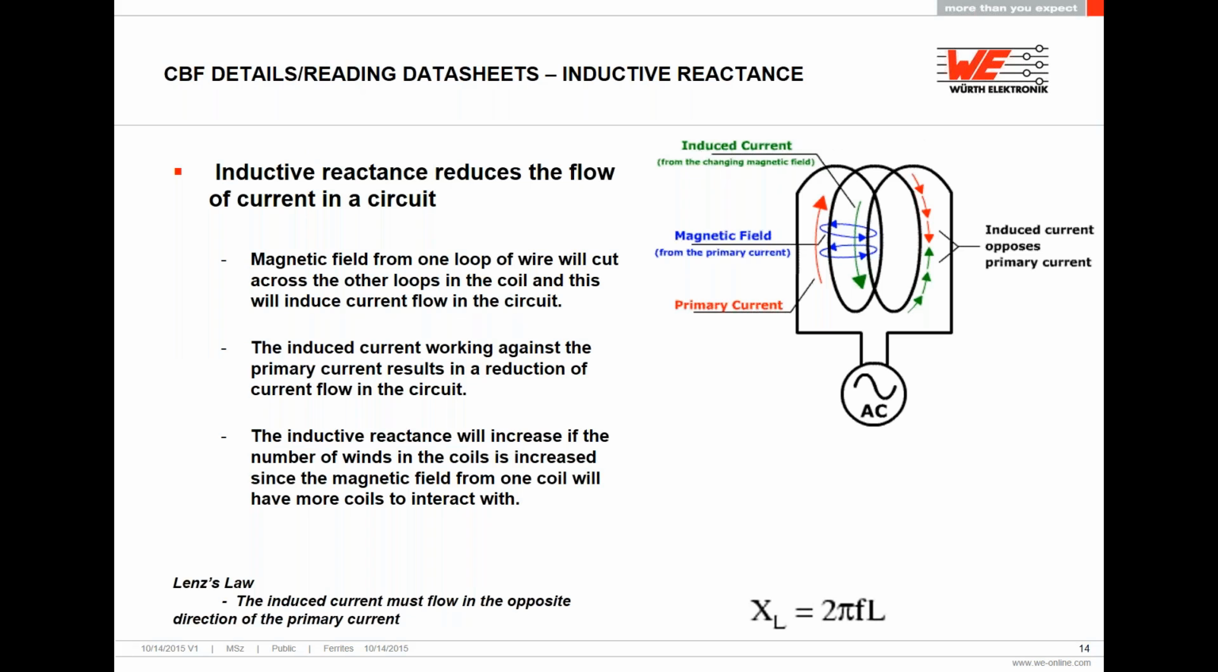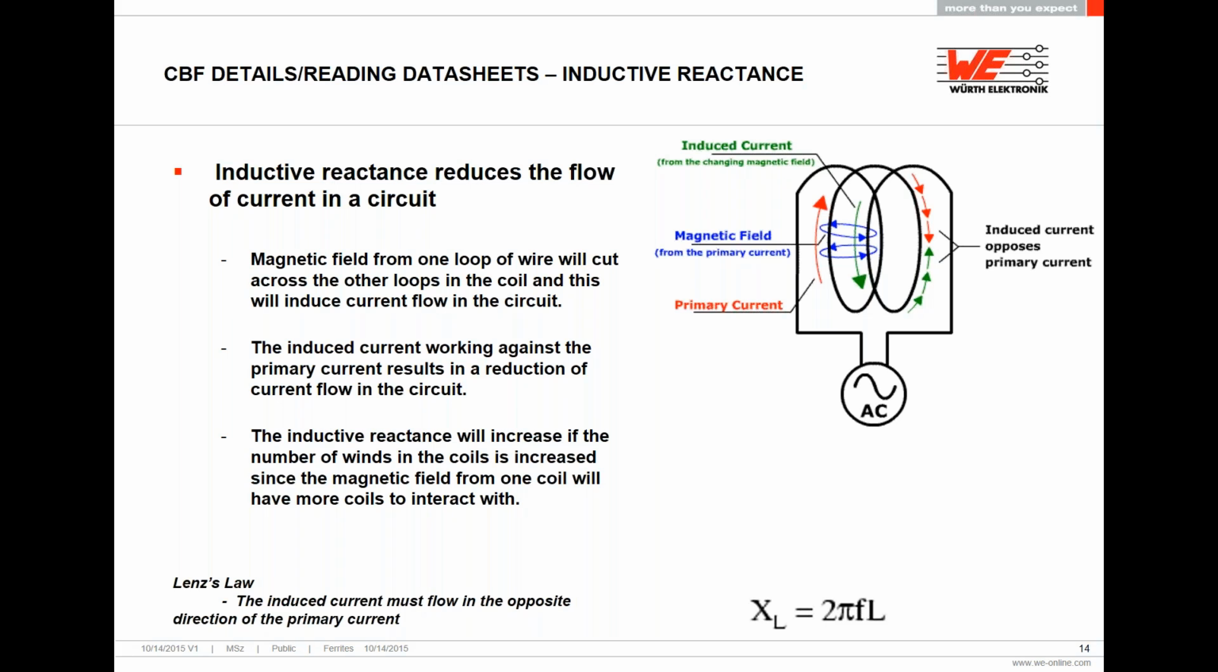If we base on physics, we can understand how inductive reactance works. Based on the picture shown at the right of this slide, we need to identify the primary current flowing through the inductor, which is marked with a red arrow. Also the magnetic field generated around the turns of the inductor, colored in blue, and the resulting induced current from the changing magnetic field, colored in green.